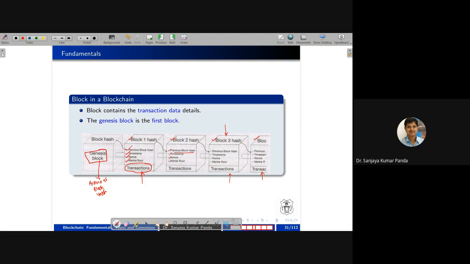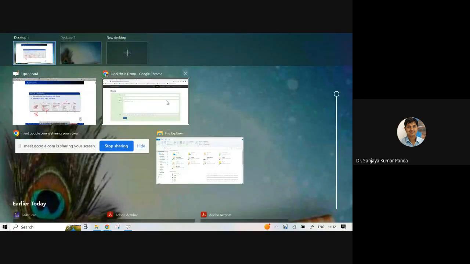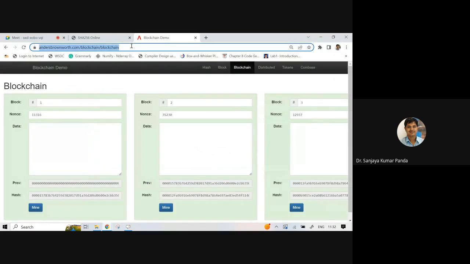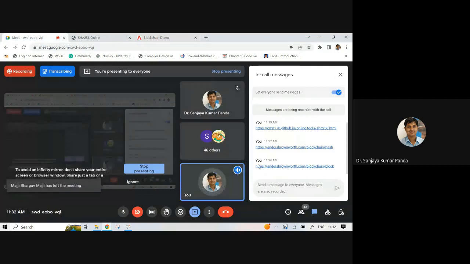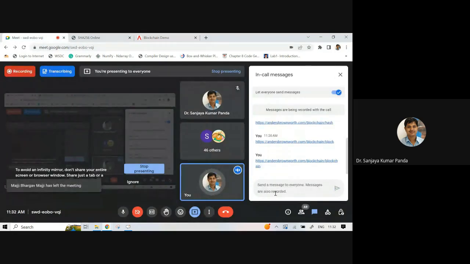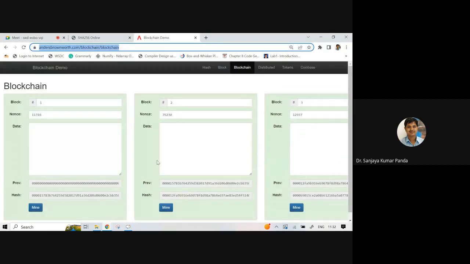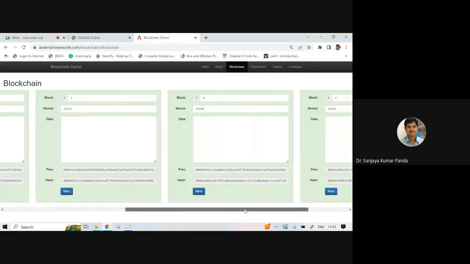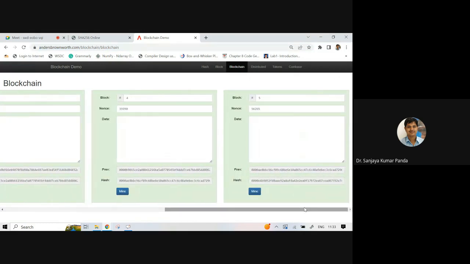Now let us see the different blocks which we have seen here. You can go to this blockchain demo site. If you click this tab, that is blockchain. I will paste this link in the chat box. Here you can see there is a set of blocks, right? This is block 1, block 2, block 3, block 4, and block 5. So there are a total of 5 blocks.